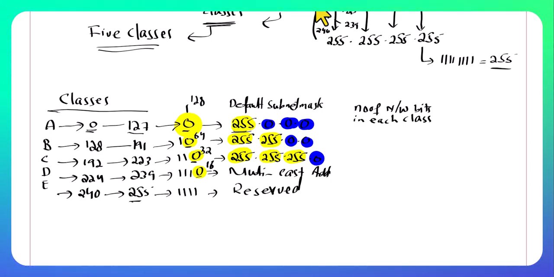In class A, how many octets do we have for the prefix? 1. So that is equal to 8 bits, minus what? Minus this 0 and 1, is equal to 7 bits.